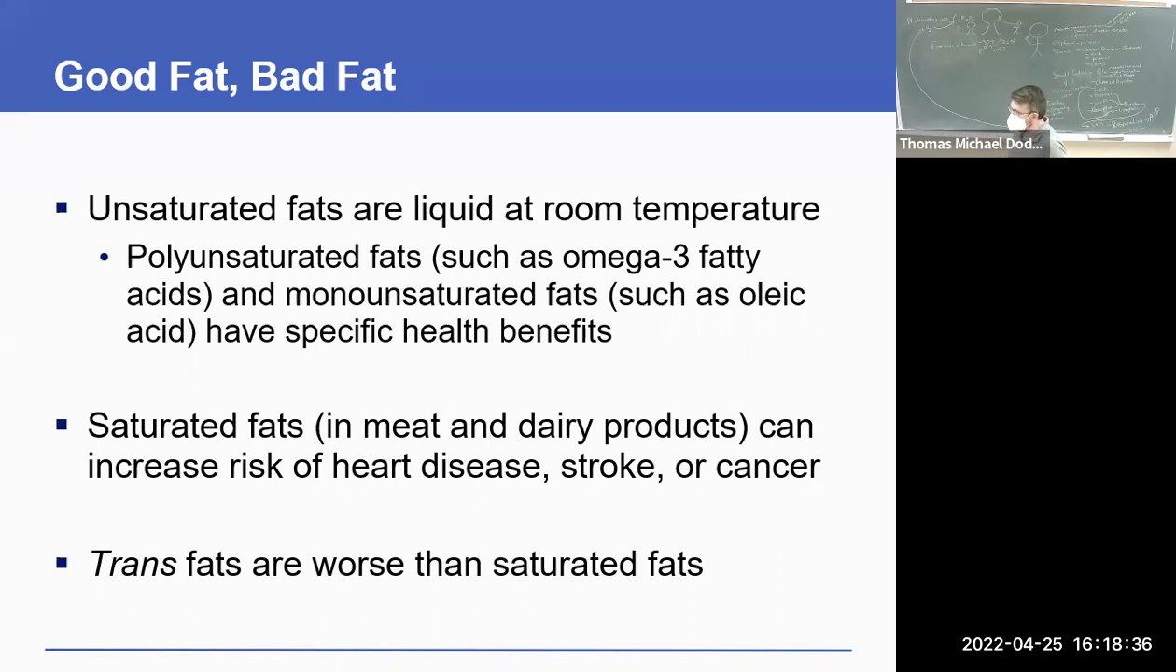Saturated fats, on the other hand, are saturated with hydrogens. And these are going to be your more solid style things like butter, fats in your meats. They increase a lot of your risk of heart disease, stroke, and cancer. Yet they taste so good. It's so sad. I still keep my bacon grease.